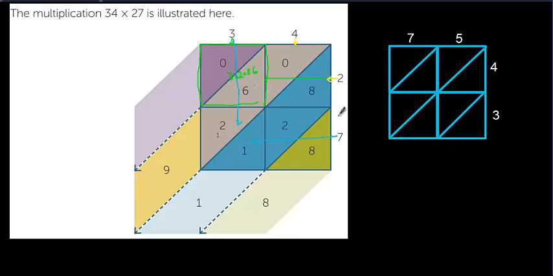Then we are evaluating the numbers like this. 4 times 7 is equal to 28. 2 and 8 is written here. And we are going to add them diagonally. We are going to add the numbers diagonally. So here we have diagonals as you see here, and these diagonals.